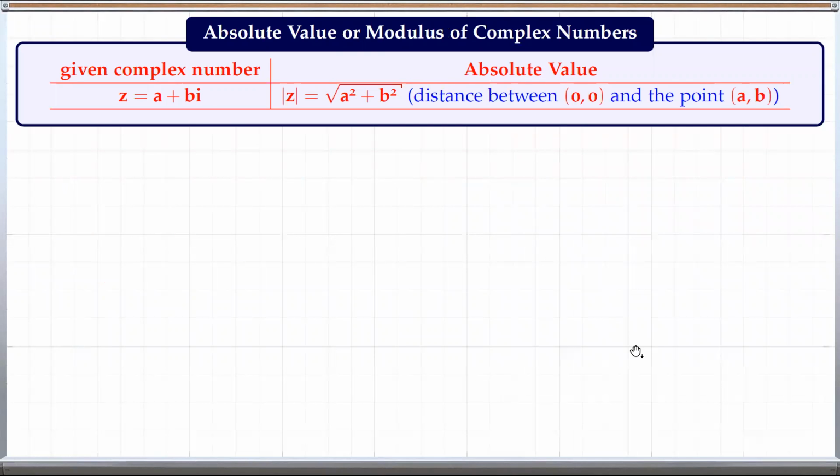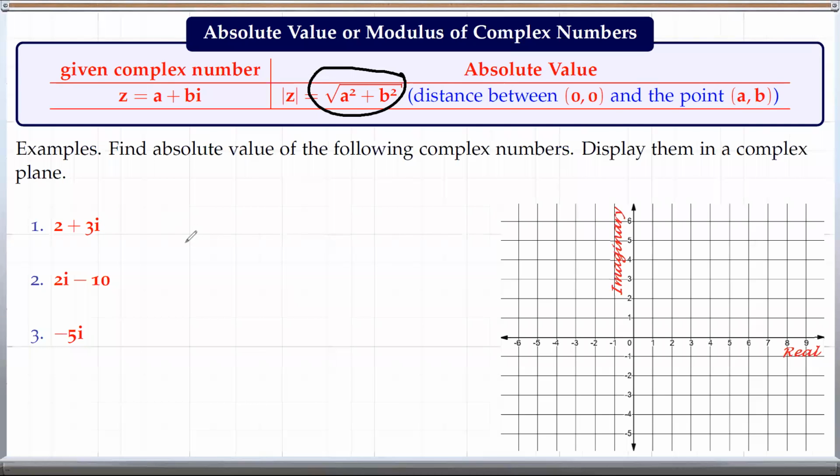Next, let's talk about absolute value or modulus of complex numbers. So absolute value is simply the distance between (0, 0) and (a, b) for complex number a plus bi. And that distance we can get by using this formula. So if you have 2 plus 3i, its absolute value is the square root of 2 squared plus 3 squared, which is the square root of 4 plus 9, which is the square root of 13.